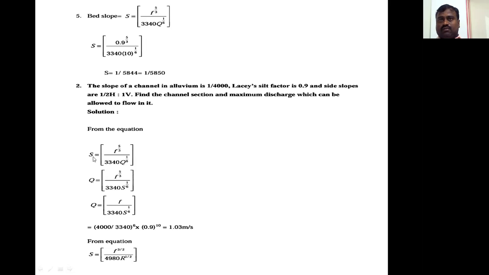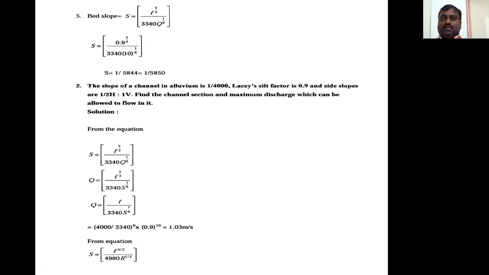So here we have the expression for bed slope: S is equal to under bracket f to the power 5 by 3 divided by 3340 q to the power 1 by 6. So using this and rearranging the equation, Q is determined here. From the expression, Q is taken out and S is taken to the RHS, and substituting the given values of f and S, Q is obtained equal to 1.03 meter cube per second.